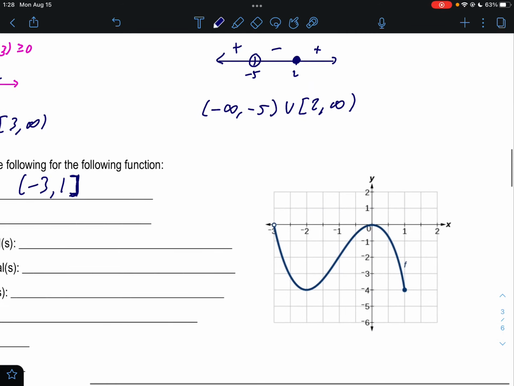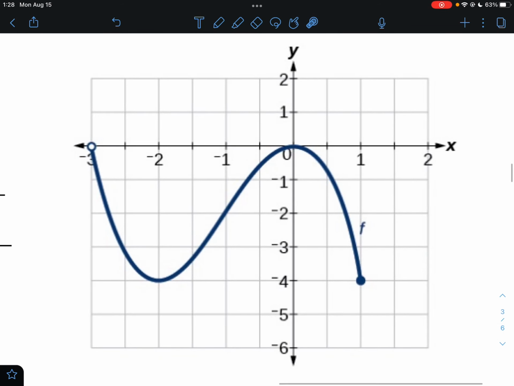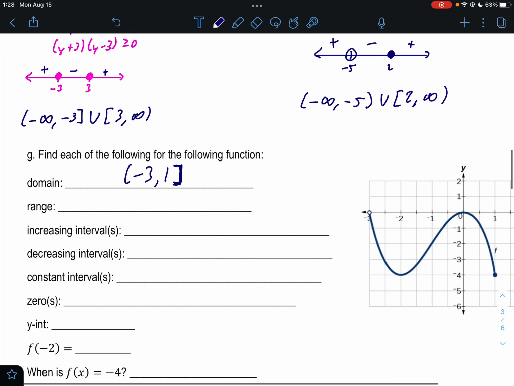The range, the lowest and highest y values. The lowest y value is -2, the highest is 0, and it does hit 0 here. Not here, but it does here. So our range is going to be -4. Did I say -2 before? Sorry. I meant -4 to 0. And it does hit both of those, so those both get brackets.